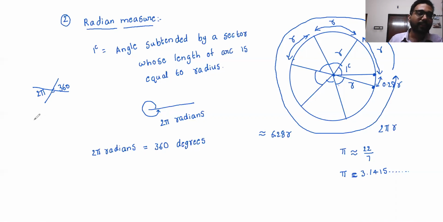Just like we can say 1 feet is equal to 12 inches. We cannot say 1 is equal to 12, right? So this makes sense only when you have these feet and inch. Similarly here, generally people write like this, but the actual is 2 pi radians is equal to 360 degrees.